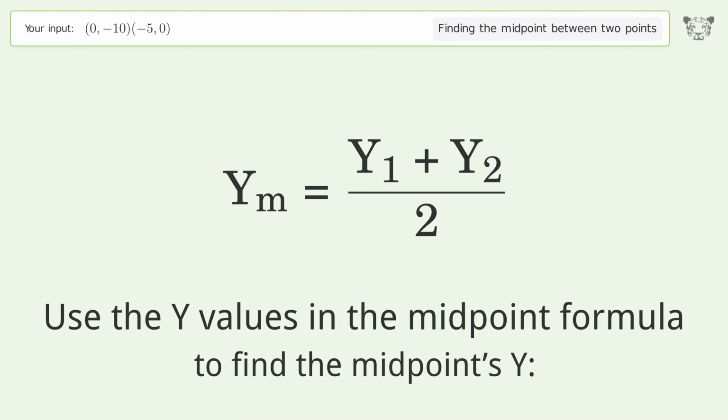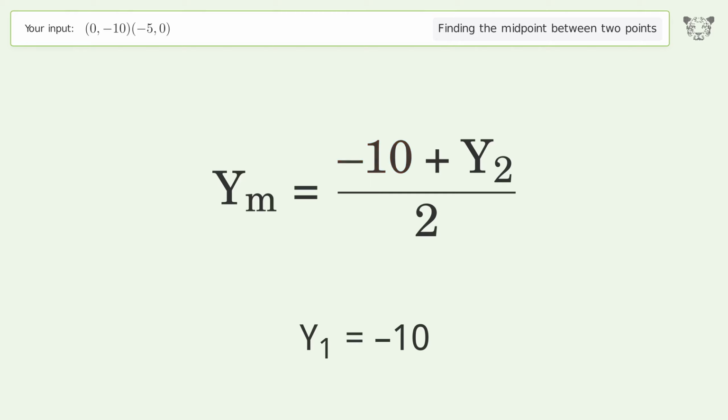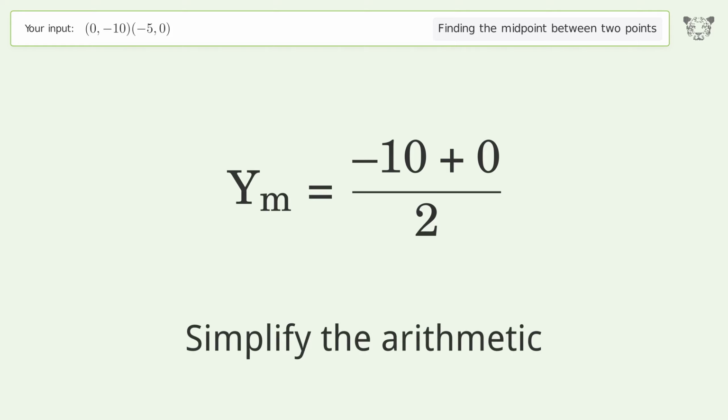Use the y values in the midpoint formula to find the midpoints y. y1 equals -10. y2 equals 0. Simplify the arithmetic.